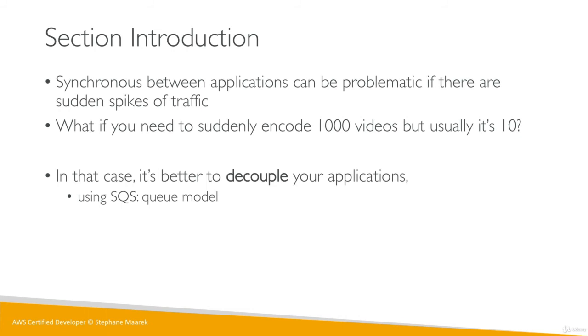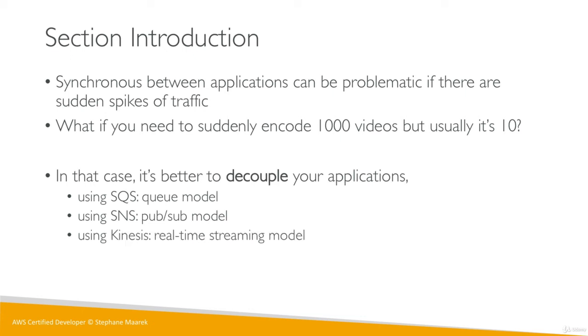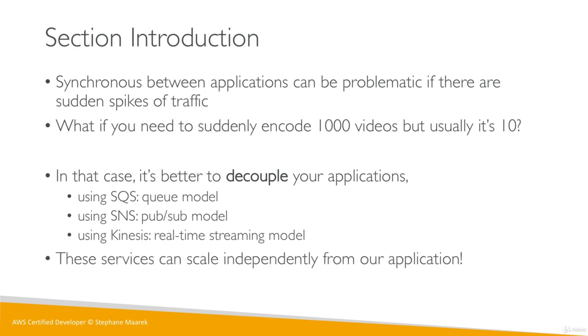In that case, that could be SQS for a queue model, that could be SNS for a pub/sub model, and that could be Kinesis if you do real-time streaming and you have big data. So we'll learn all about those in this section. And what we'll learn is that using these three things, our services can scale independently from SQS, SNS, and Kinesis, and these three things scale really, really well. So that's the whole paradigm. And so we're going to get started with learning these three technologies in this lecture. So see you in the next lecture.